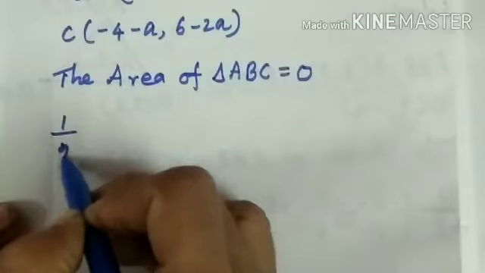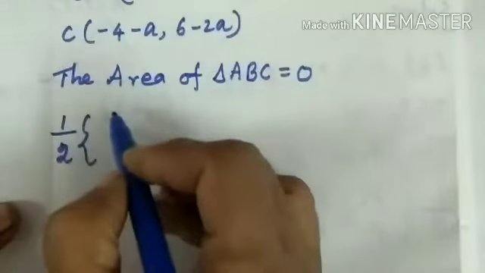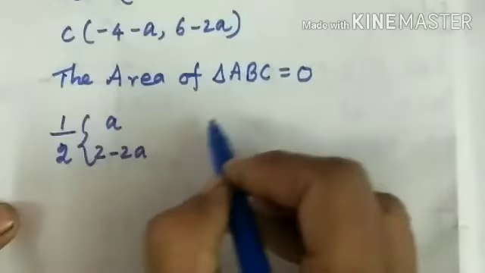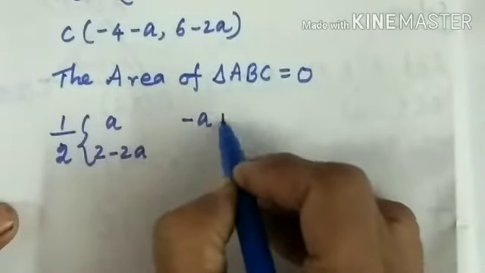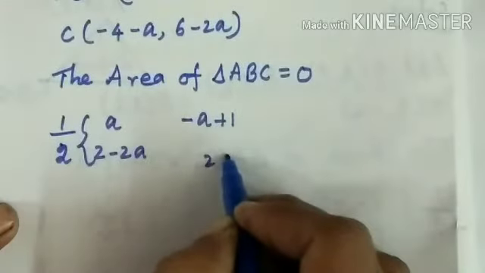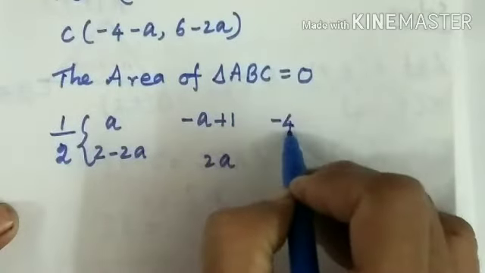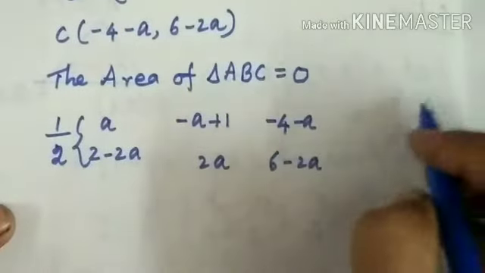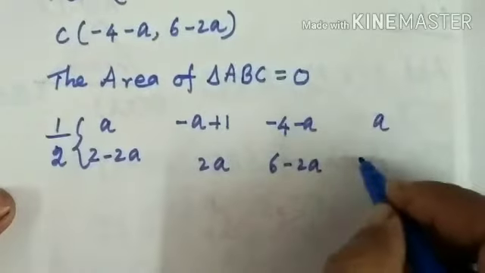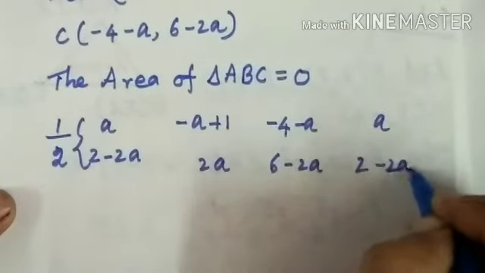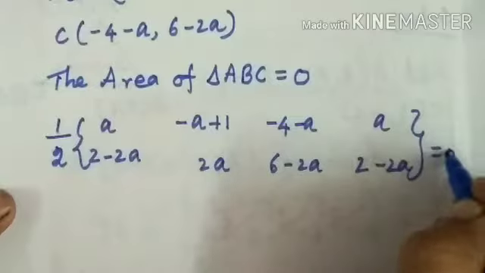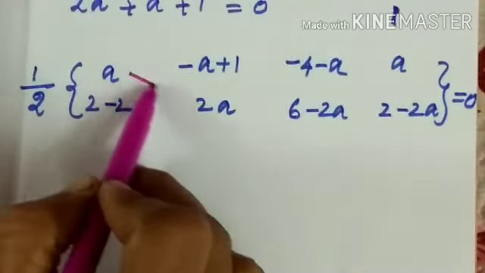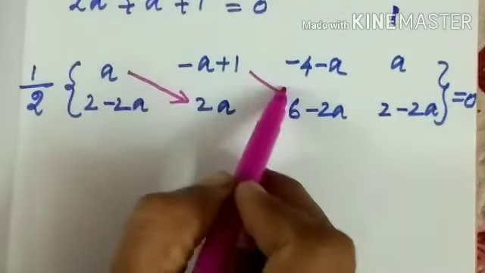Now you write the formula: half into the determinant with (a, 2 minus 2a), (minus a plus 1, 2a), (minus 4 minus a, 6 minus 2a). Then again you write the first point (a, 2 minus 2a), equal to 0. Now you have to multiply from top to bottom.